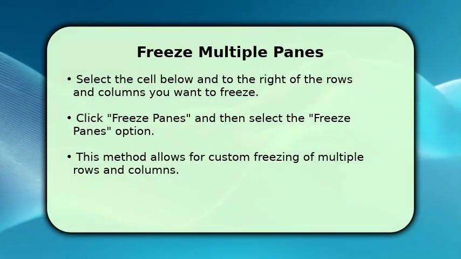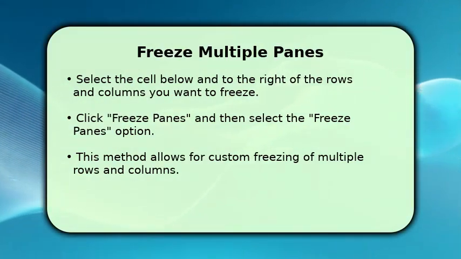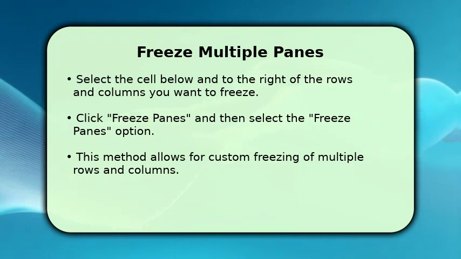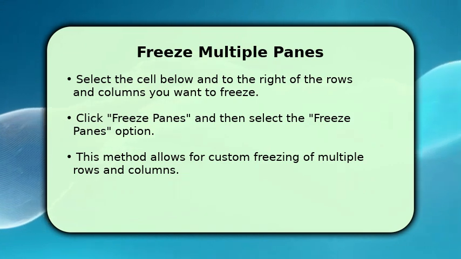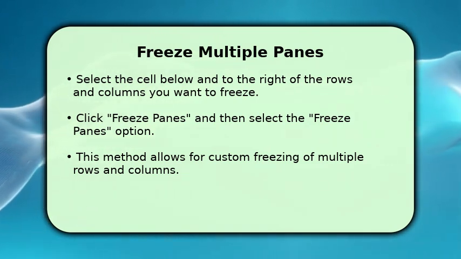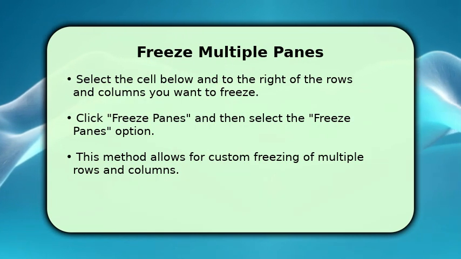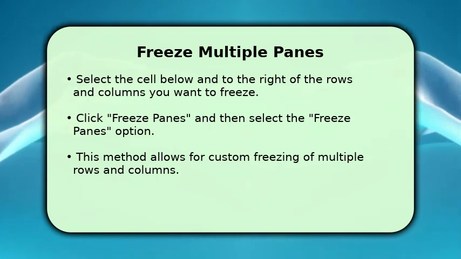For more advanced freezing, like locking multiple rows and columns, select the cell immediately below the last row you want to freeze and to the right of the last column you want to freeze. For example, to freeze the first 3 rows and first 2 columns, select cell C4. Then, click Freeze Panes and choose Freeze Panes again. This locks everything above and to the left of your selected cell.